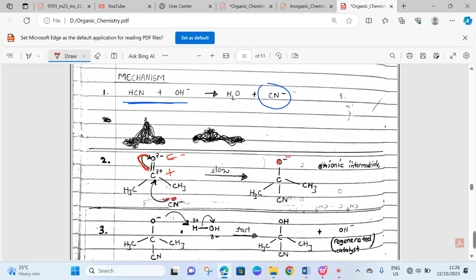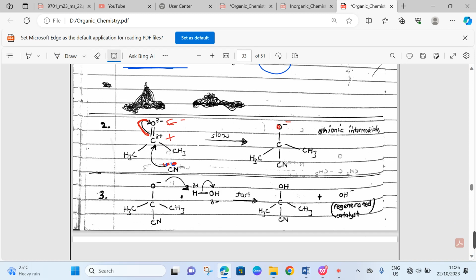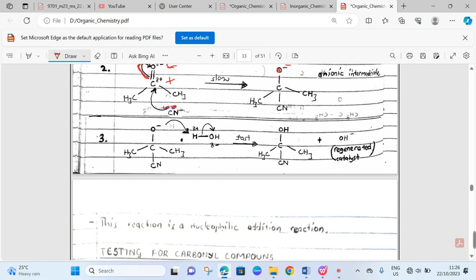Then you put back the water. The water then comes back now. Water is a polar molecule. The oxygen atom becomes partially negative and the hydrogen here positive. It is then attacked by the negatively charged ionic intermediate here to produce a cyanohydrin, plus a regenerated OH⁻, which is a catalyst.